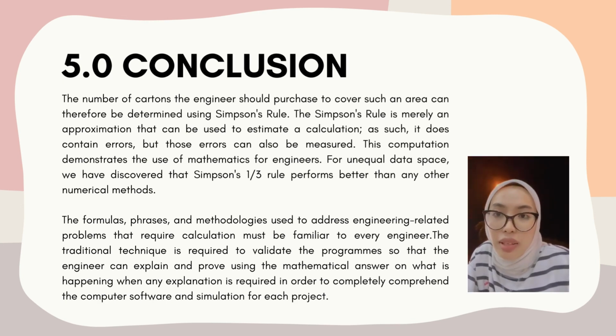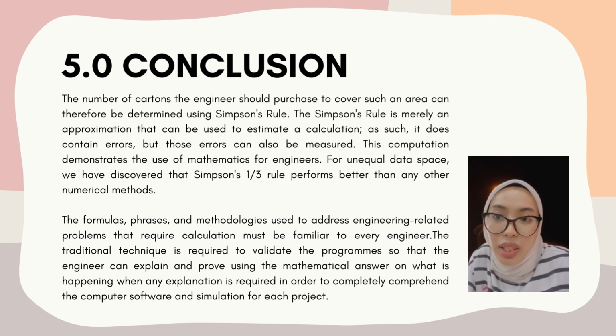The number of cartons the engineer should purchase to cover such an area can therefore be determined using Simpson's rule. Simpson's rule is merely an approximation that can be used to estimate the calculation. As such, it does contain error, but those errors can also be measured. For equal data spacing, we have discovered that Simpson's 1/3 rule performs better than any other numerical method. The formulas, phrases, and methodologies used to address engineering-related problems that require calculation must be familiar to every engineer.